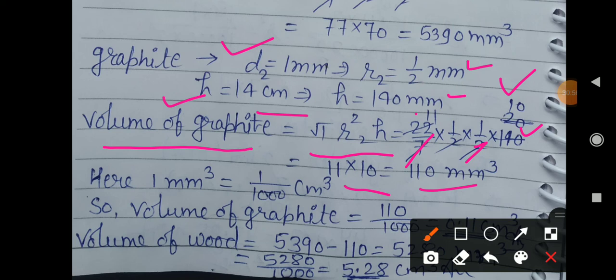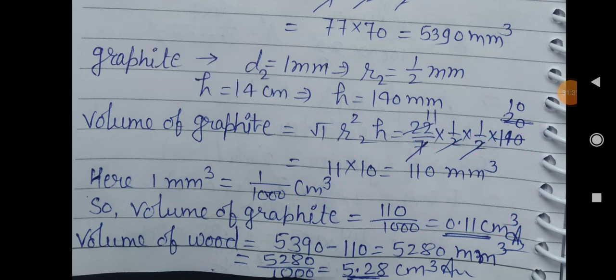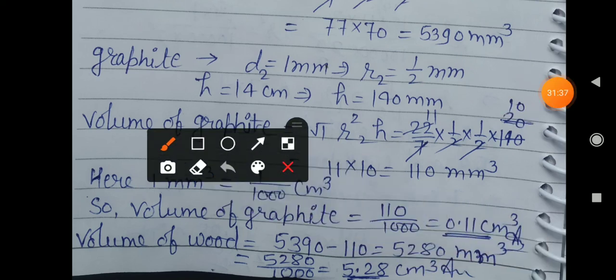Now the answer is given in the form of centimeter cube, so we have to convert millimeter into centimeter if you want. I matched this answer with the answer sheet, but in the exam you don't have any answer sheet, so at that time you can write your answer in millimeter also. So 1 millimeter cube is equal to 1 upon 1000 centimeter cube, so we divide this value by 1000, and this value is 0.11 centimeter cube. So this is the volume of the graphite. This is your first answer.